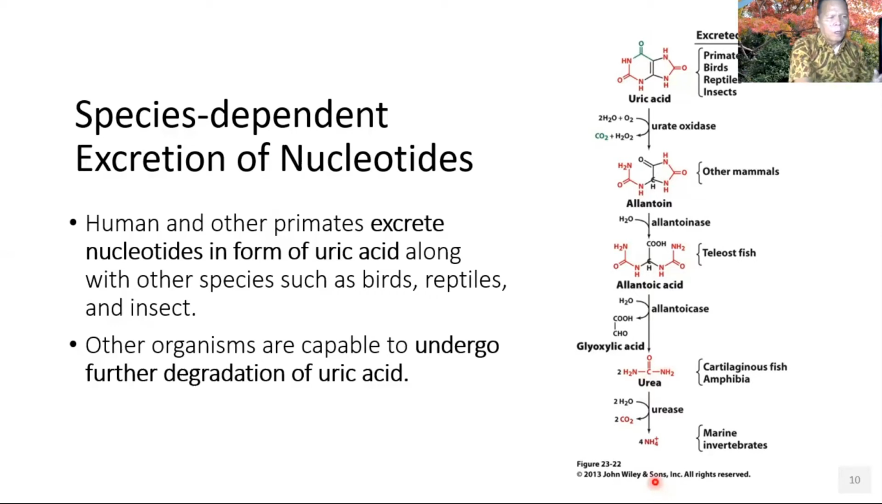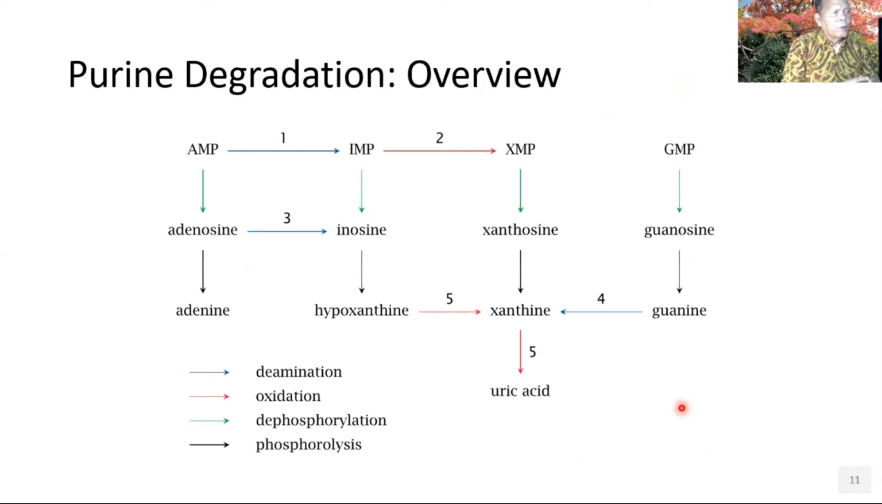Now let's see what happens with this urea and ammonia. This pathway occurs in cartilaginous fish and amphibians, and this one occurs in marine invertebrates. Now let's see the purine degradation overview.